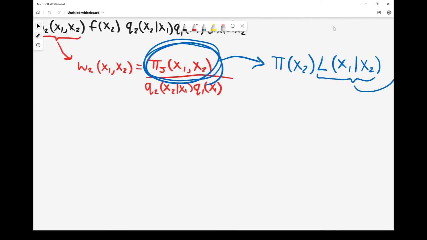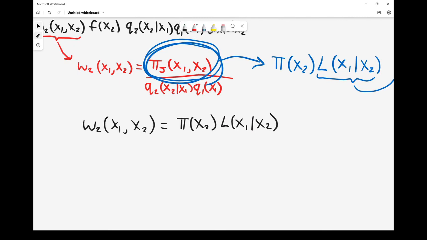Okay, so once we're comfortable that this is the joint target distribution, then our weights at iteration 2 as a function of x1 and x2 are now equal to our expression for the joint, which now has this L-kernel, x1 conditional on x2, divided by our proposal.